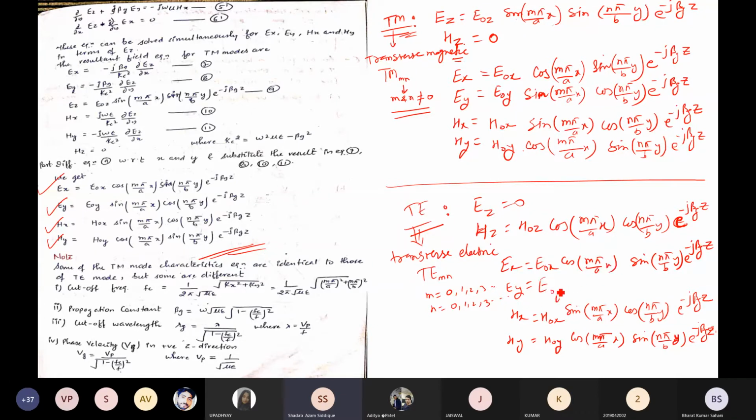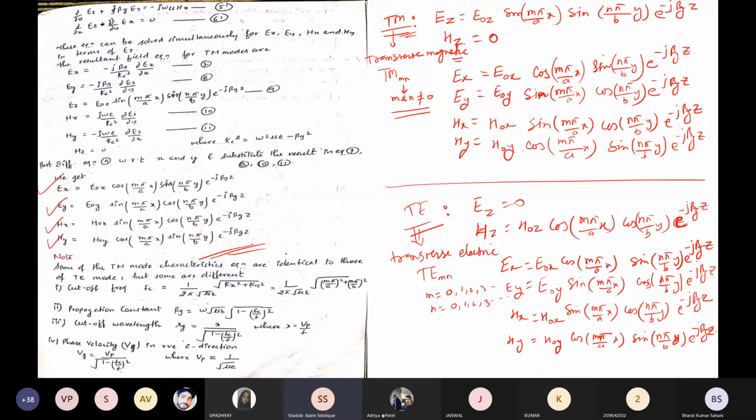So this can be written as E naught y, and this will be written as sine m pi by a into x cos n pi by b into y, e to the power minus j beta g into z. So you can go through this and cross verify. We will be able to write all these equations. And in this equation for the TE and TM as well, the energy is carried out by this one. So try to remember these field equations, and you will be able to write.